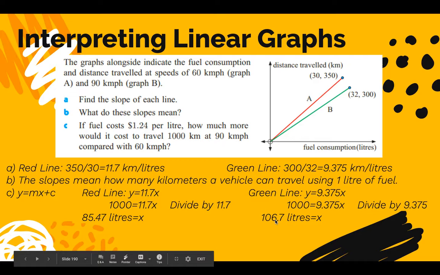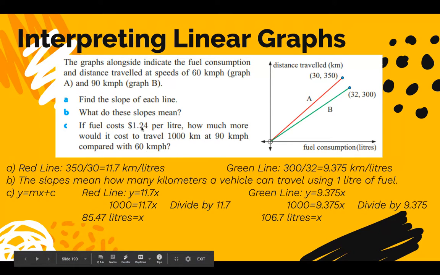Once I do that, I end up with 106.7 for the green line and 85.47 for the red line, which means x is liters. Remember, x is the liters of fuel consumed, and you'll see the difference there. So for 1,000 kilometers, you use more fuel with the green line than you do with the red, which we explained earlier is the case.